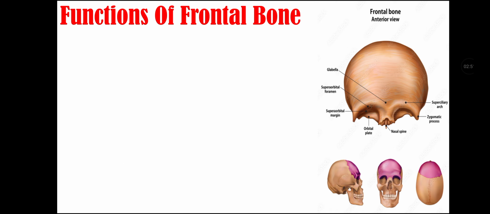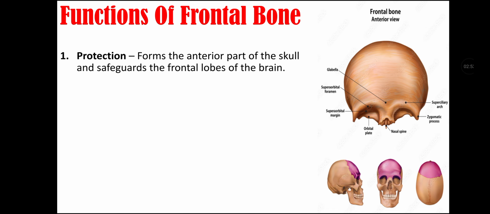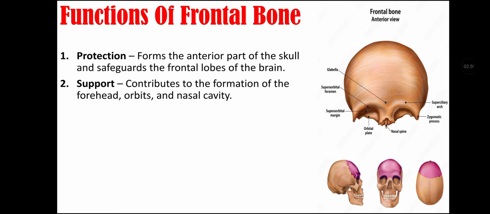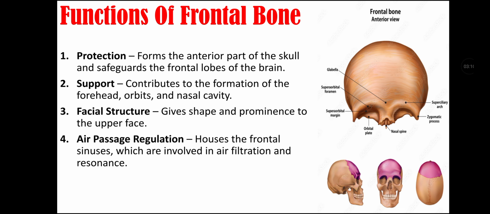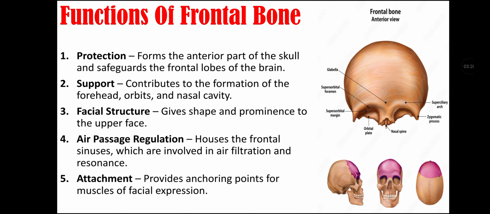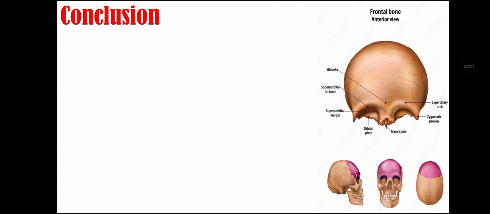Functions of frontal bone. First function is protection as it forms the anterior part of skull and safeguards the frontal lobes of the brain. Second function is support as this bone contributes to the formation of forehead, orbits and nasal cavity. Third function is facial structure as this bone gives shape and prominence to the upper face. Fourth function is air passage regulation as this bone houses the frontal sinuses which are involved in air filtration and resonance. Fifth function is attachment as this bone provides anchoring point for muscles of facial expression.